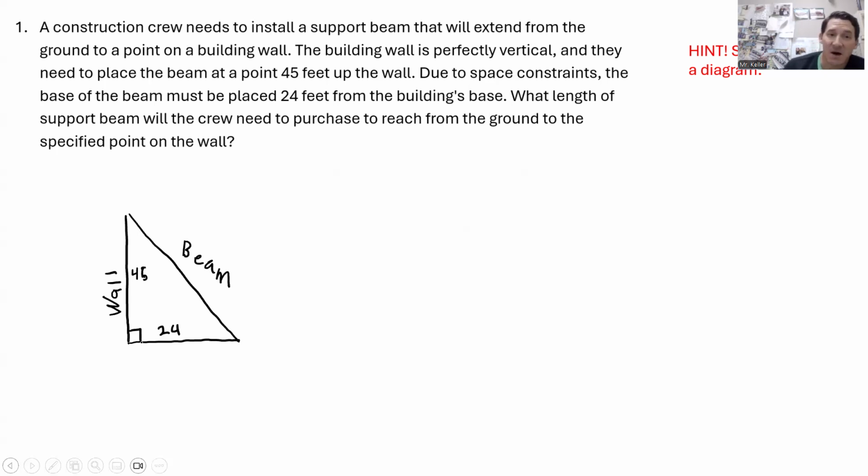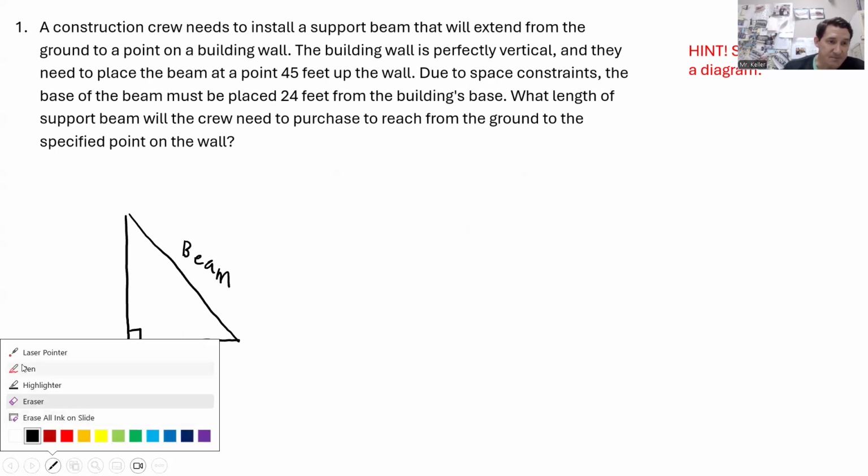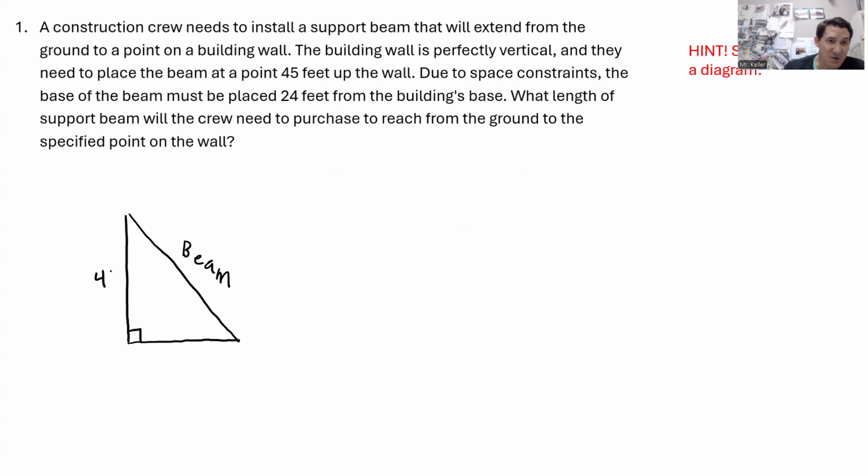We need to figure out how long the beam is. I don't like having the numbers on the inside of the triangle. So this side, the wall, is 45 feet. The ground, the beam is going to be 24 feet from here. This is a Pythagorean theorem problem. We are trying to find x, the length of the beam. So we are going to use a squared plus b squared is equal to c squared to find this.